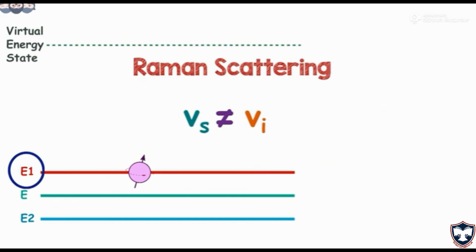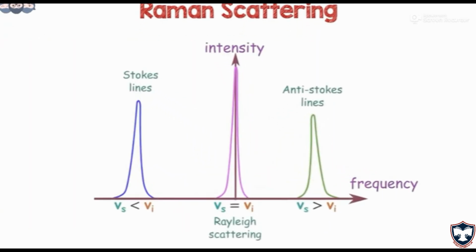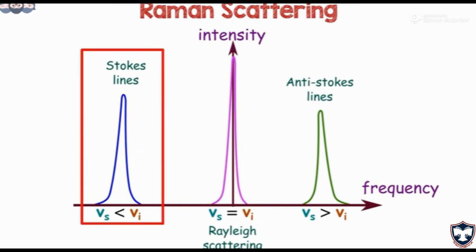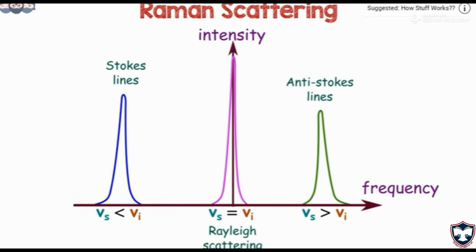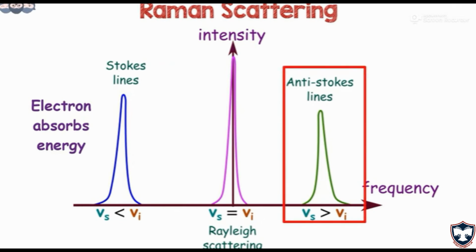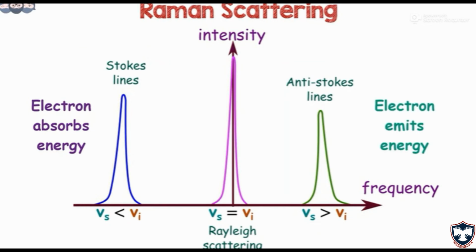Depending upon the final energy of the electron, or final vibrational level of the electron, Raman scattering can be separated into Stokes line and anti-Stokes line. If the frequency of the scattered photon is less than the frequency of the incident photon, Stokes lines are observed on the Raman spectrum. This happens when the electron absorbs energy. Similarly, when the frequency of the emitted photon is greater than the incident photon, anti-Stokes lines are observed. This means that energy is released by the electron.